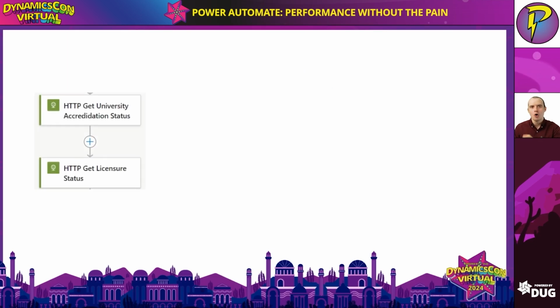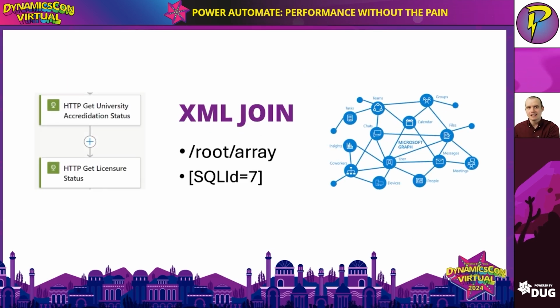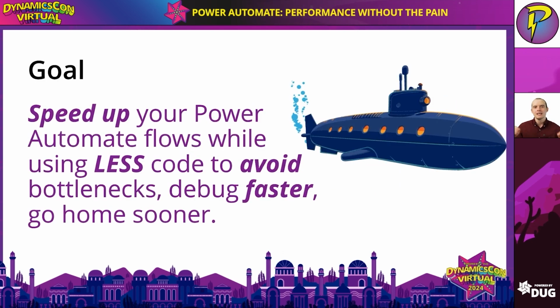I'm excited to show you techniques that go from pretty easy to more intermediate to some of the most advanced things I know about Power Automate. Our goal here is to have you speed up your flows so you can debug faster, so you can avoid bottlenecks, and so overall, you just go home sooner. These are some of my favorite techniques. I use them every week, and I'm excited for you to use them probably starting tomorrow.